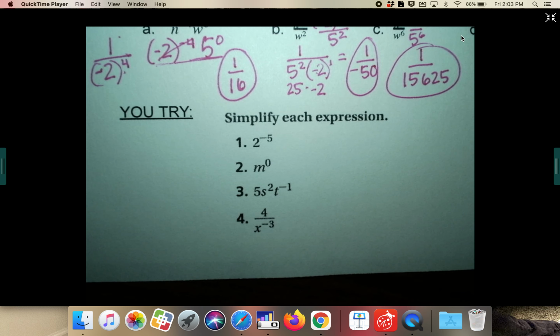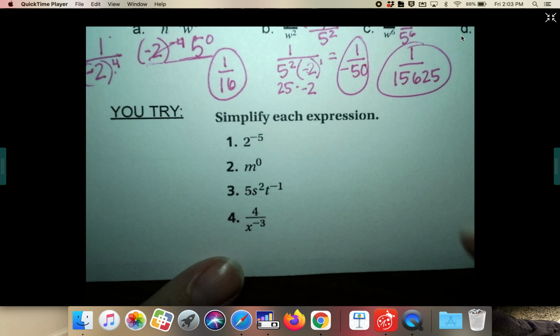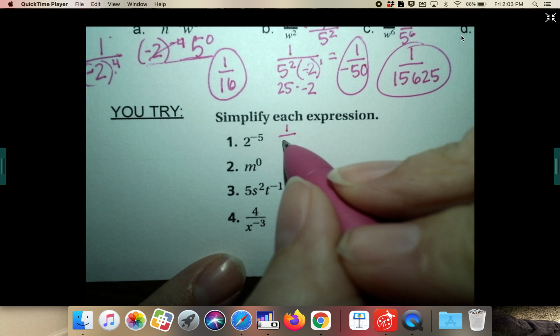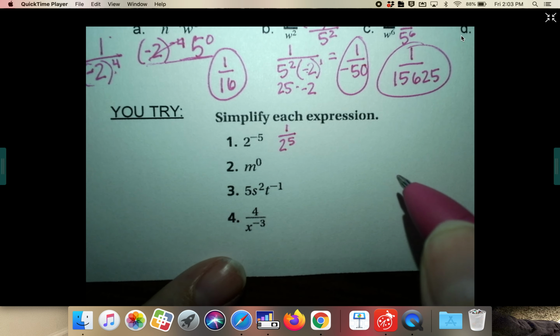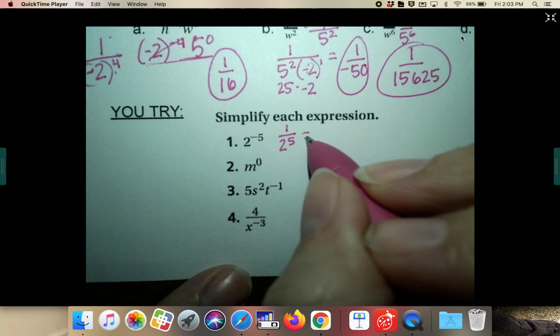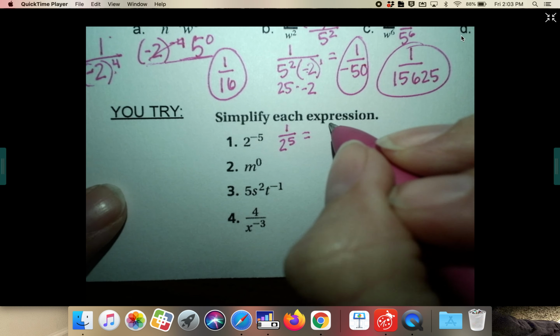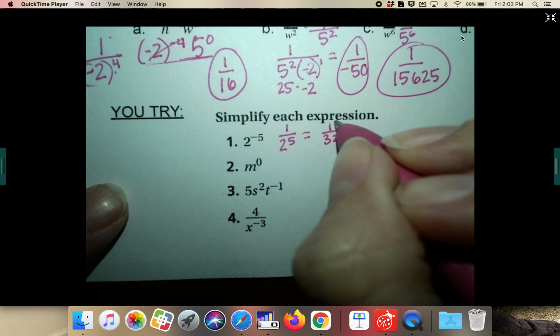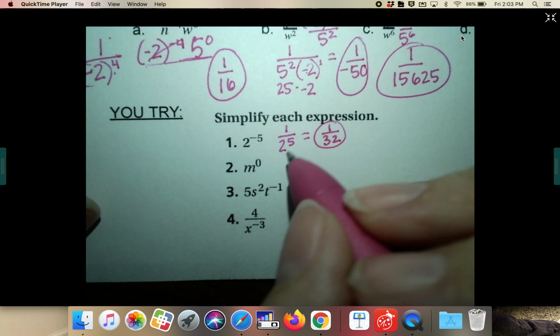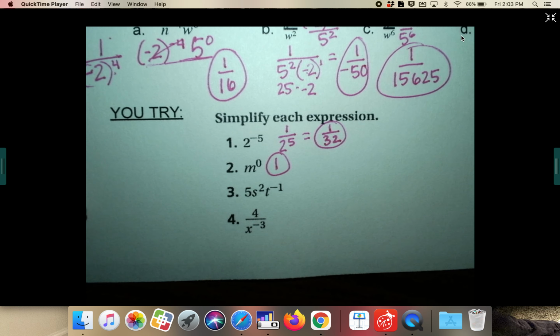Okay, if you are ready to check, 2 to the -5 is going to flip to the bottom under a 1, and then it's going to become a +5. So 2 to the 5th power, I don't know what that is. 2 to the 5th power is 32, so it's 1/32. M to the 0 is 1, because anything to the 0 power is 1.